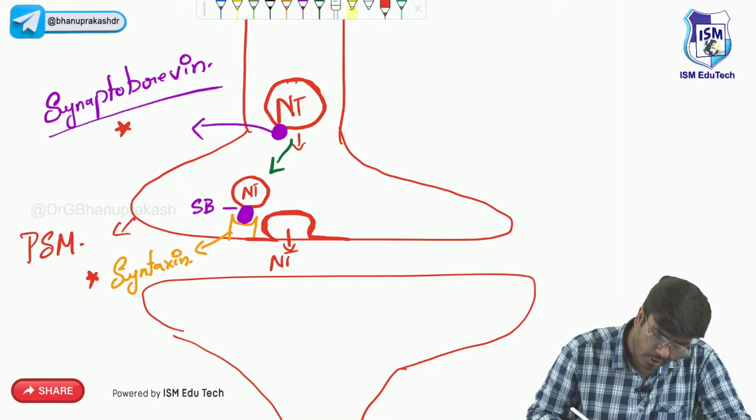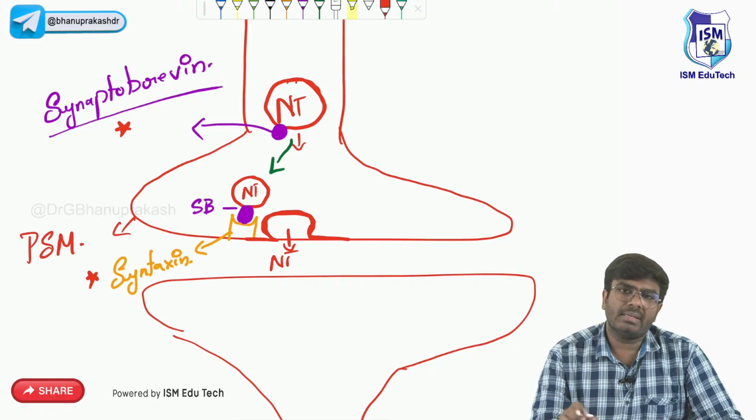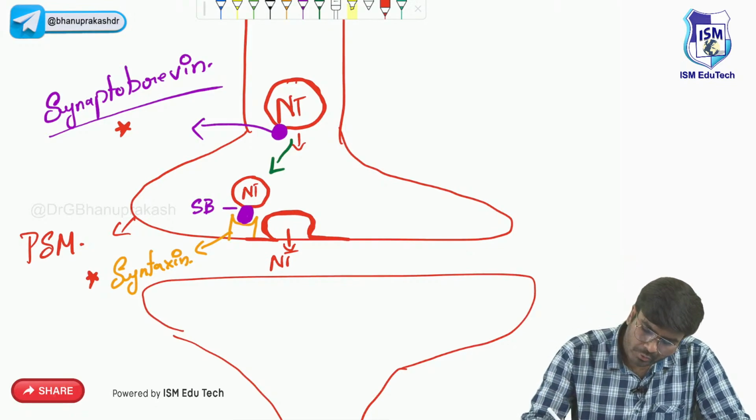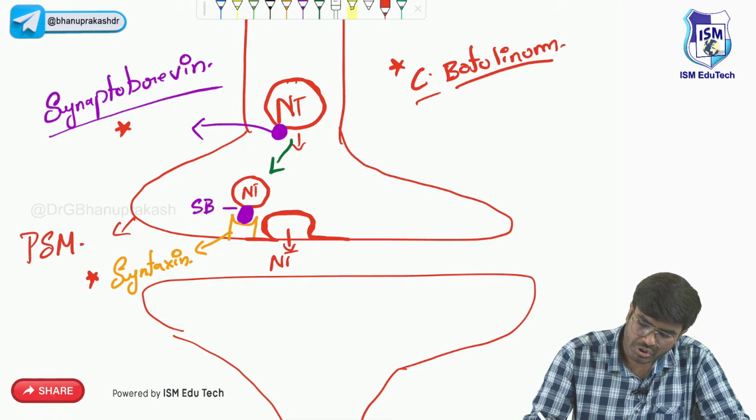Synaptobrevin, syntaxin, example of SNARE proteins. Now the clinical importance here, the clinical importance. Whenever you get an infection with an organism called Clostridium botulinum, whenever you get an infection with Clostridium botulinum.